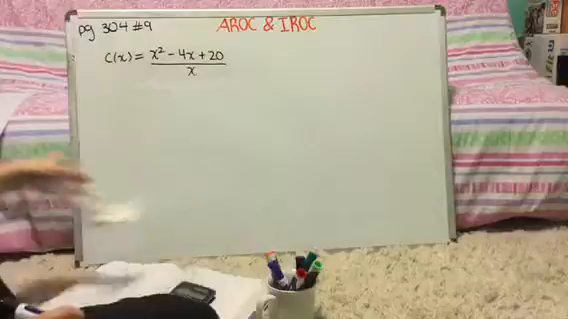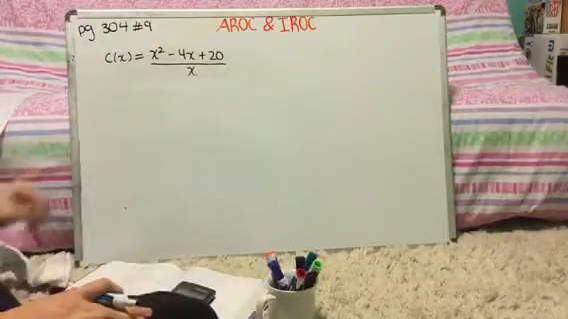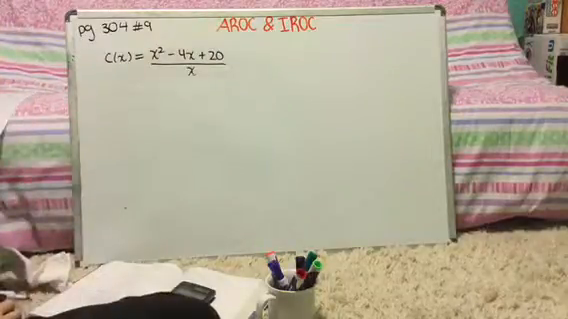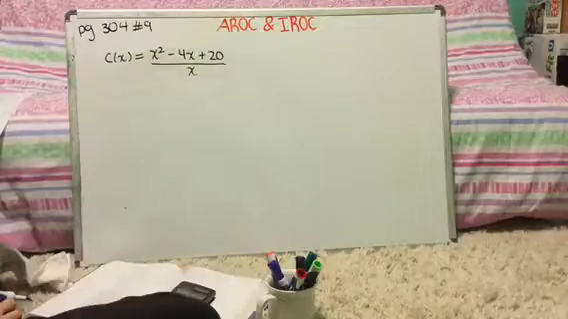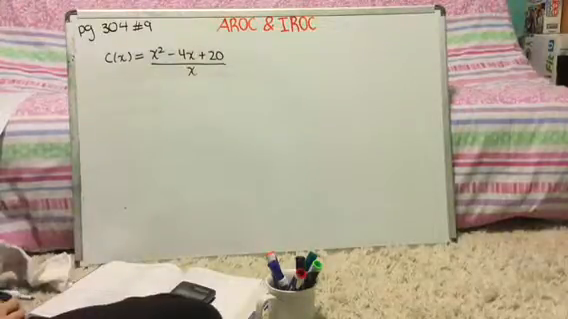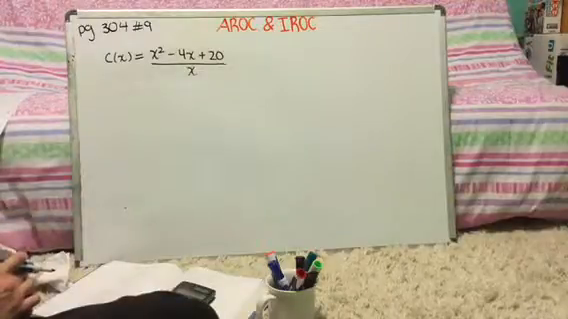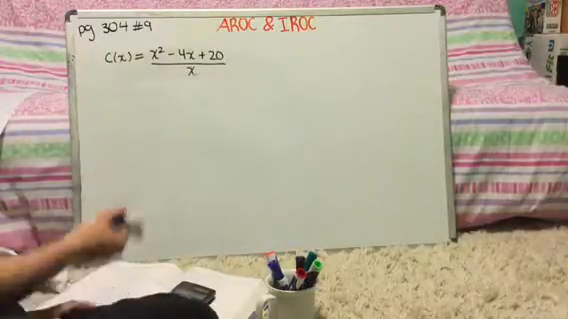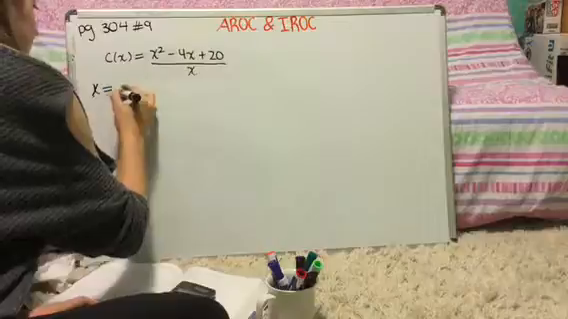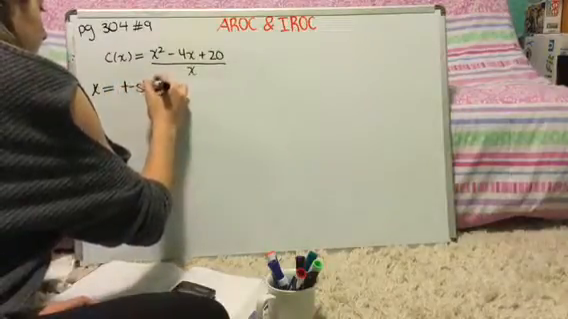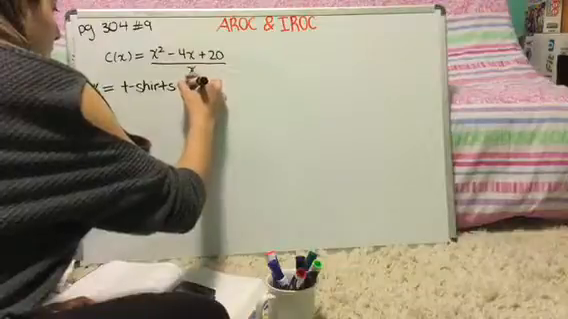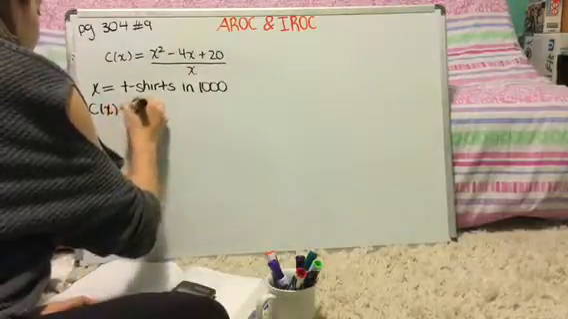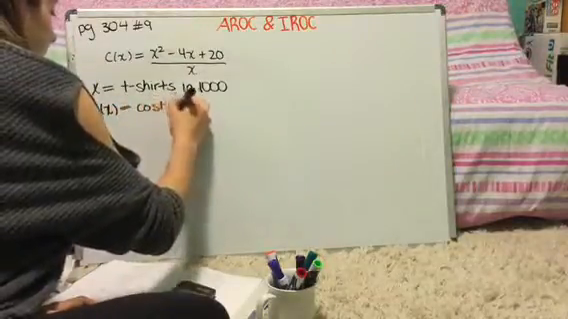An example of an AROC-IROC question is number 9 on page 304 of your Nelson Advanced Functions textbook. This question states that at a small clothing company, the estimated average cost function for producing a new line of t-shirts is C of x is equal to x squared minus 4x plus 20 all over x. This question also states that x represents t-shirts produced in thousands. It also states that C of x represents the cost of the t-shirts in dollars.